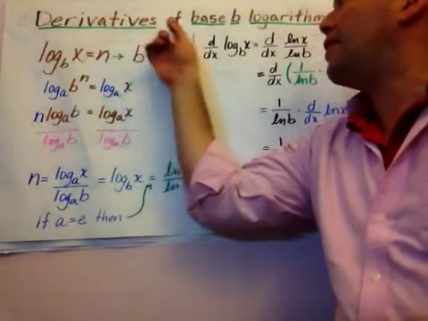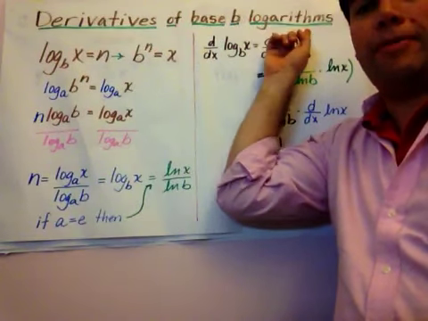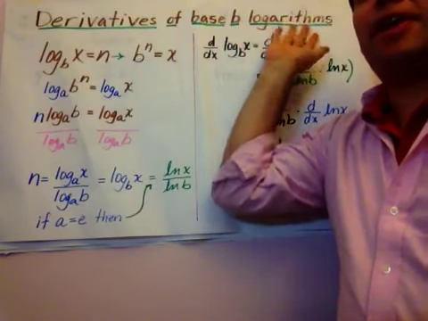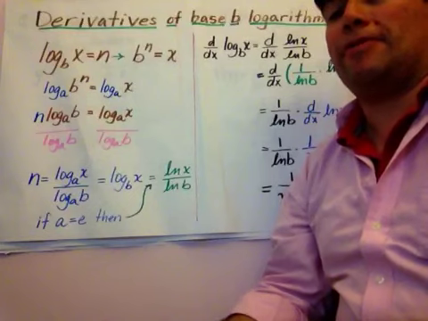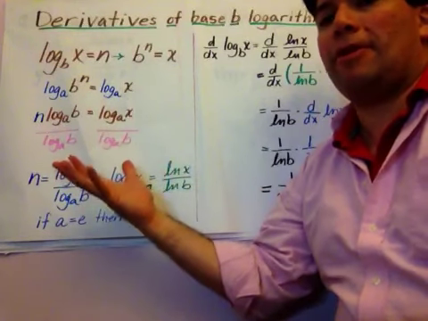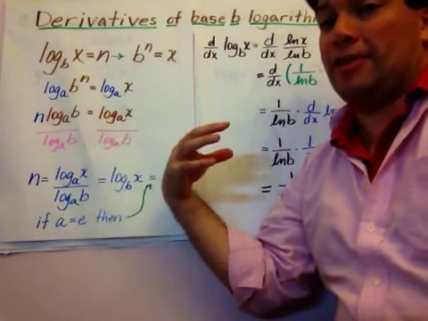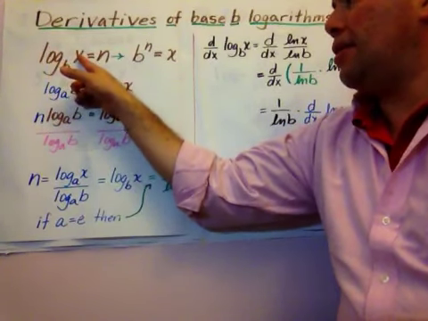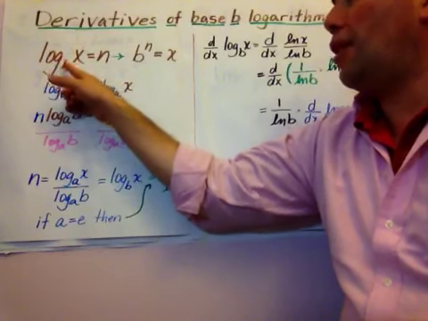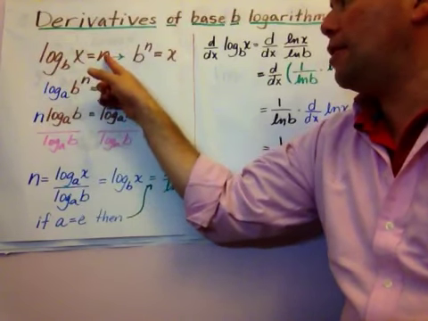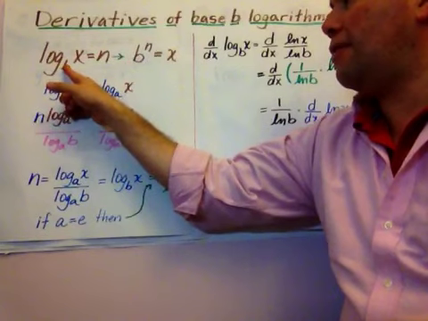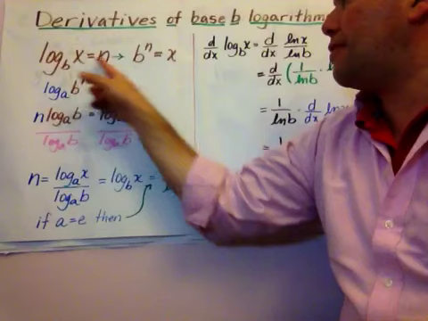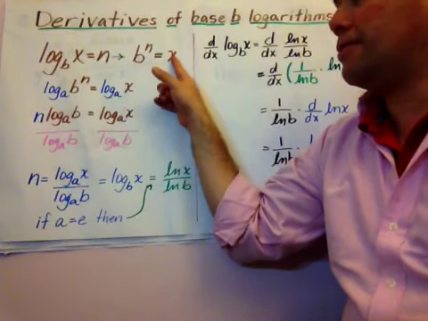Okay, derivatives of base b logarithms. Now, to get derivatives of base b logarithms, it's more a problem of logarithms and their properties than really the calculus of them. What is a logarithm base b of x? Well, if logarithm base b of x equals n, that means that the base b to the power of n is the argument x. b to the power of n equals x.